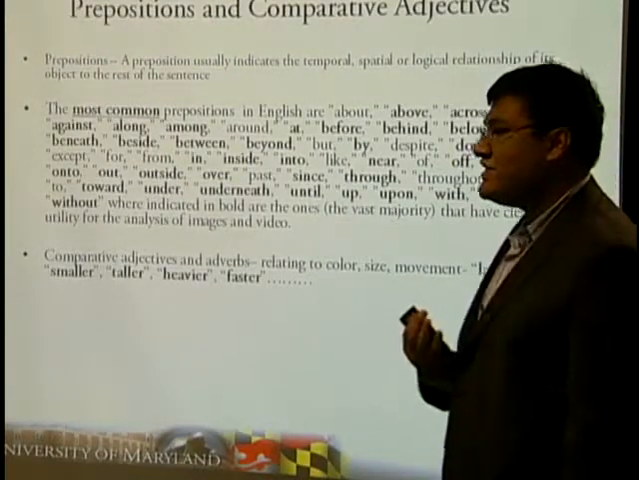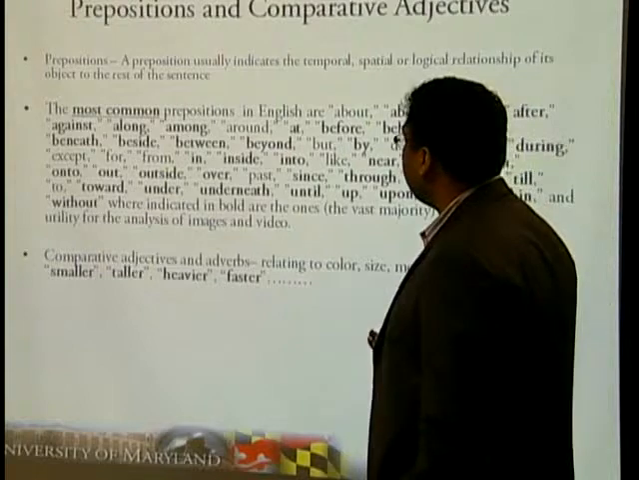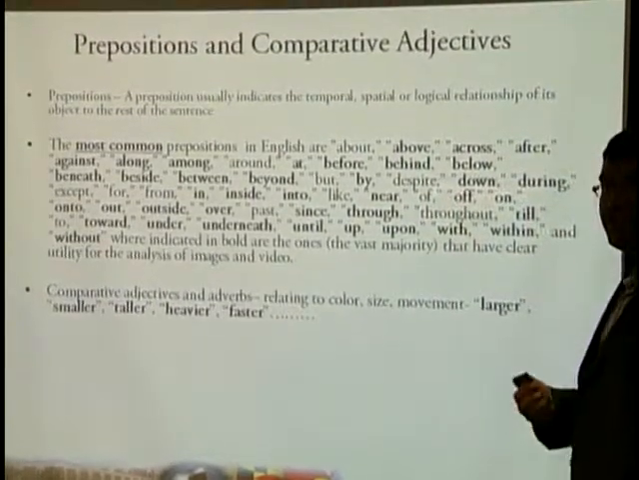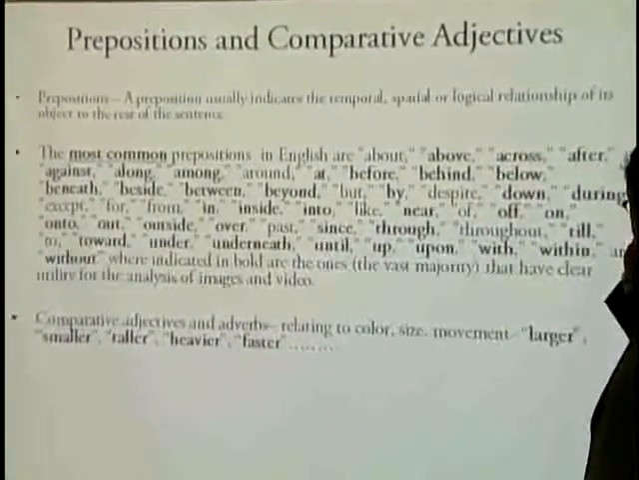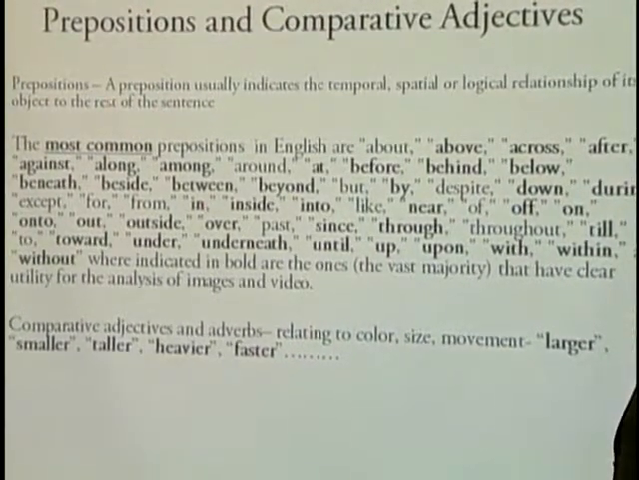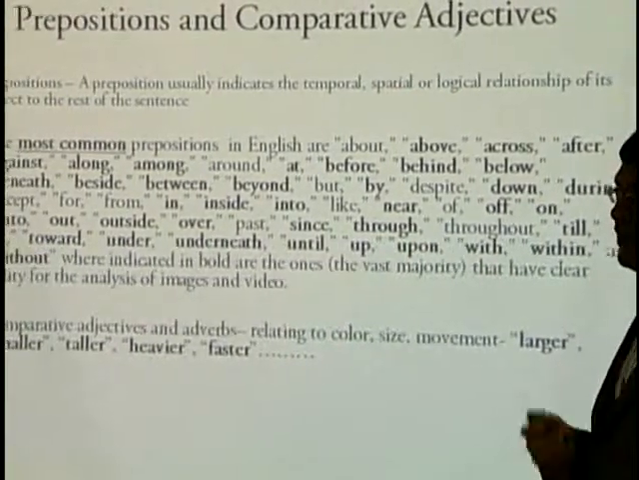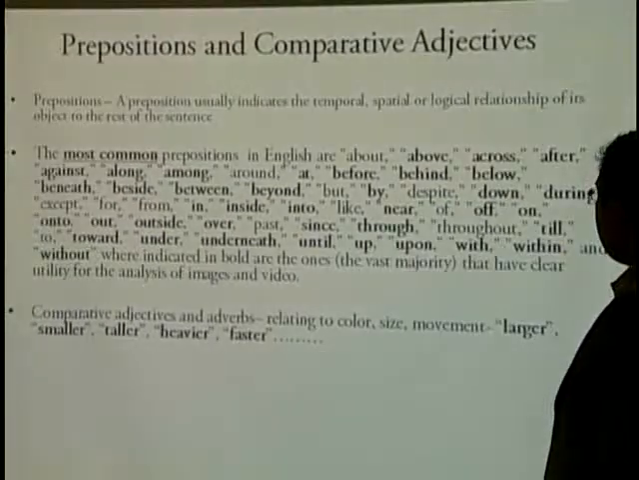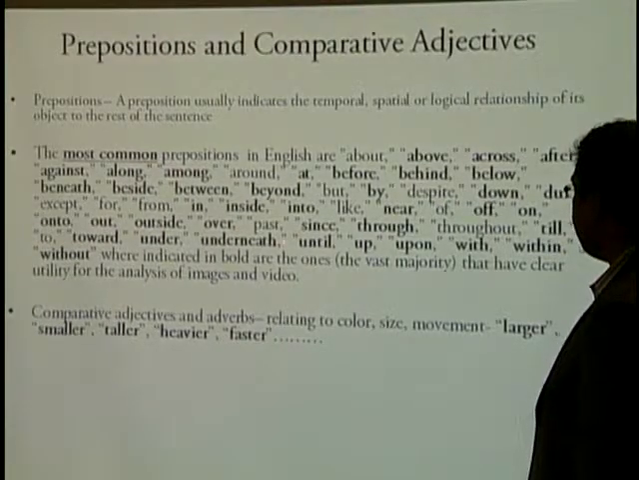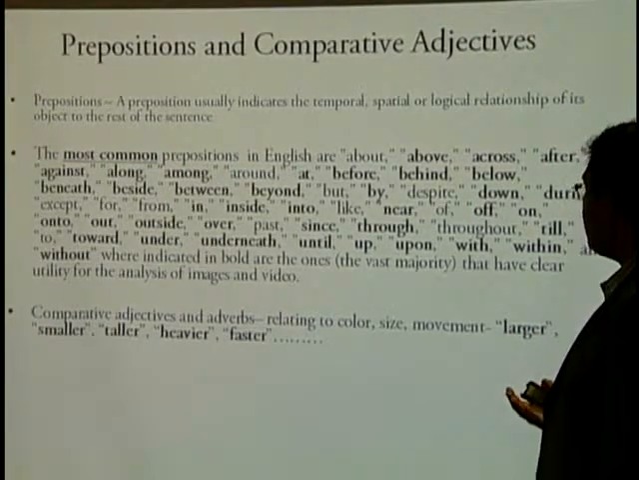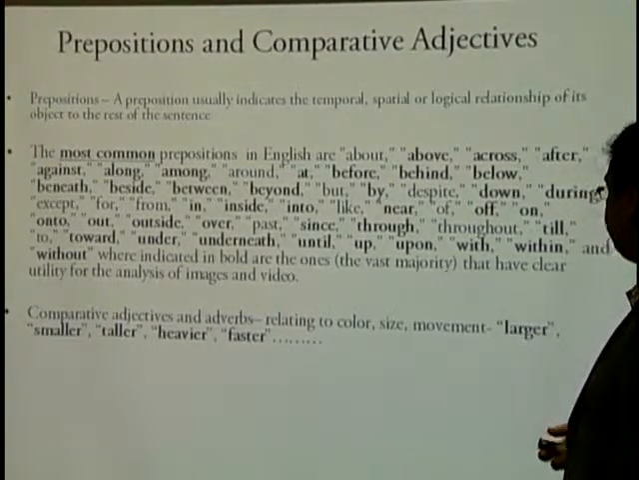So in the English language itself, parts of speech such as prepositions and comparative adjectives are used to represent relationships between nouns. The Wikipedia definition of preposition says that a preposition is a word that indicates spatial, temporal and logical relationship of an object to the rest of its sentence. Here is a list of the 50 most common prepositions in the English language, and the ones in bold are of particular interest to us because of their utility in image and video analysis.